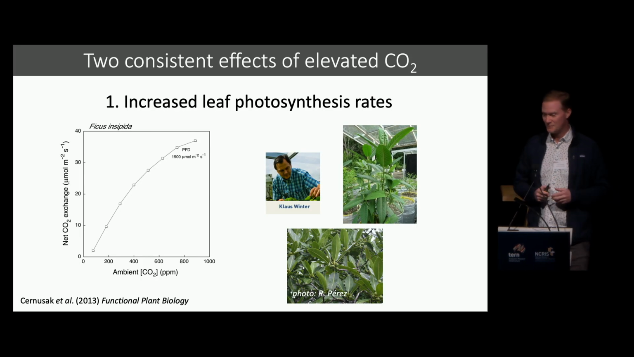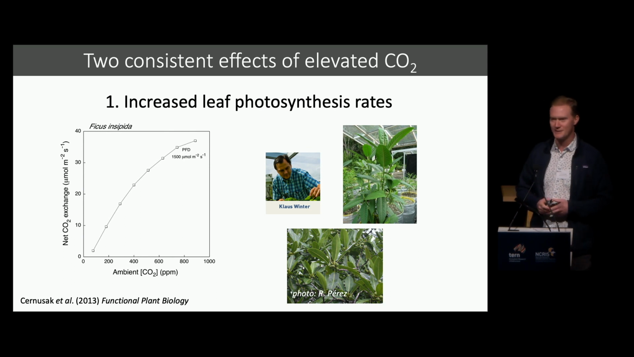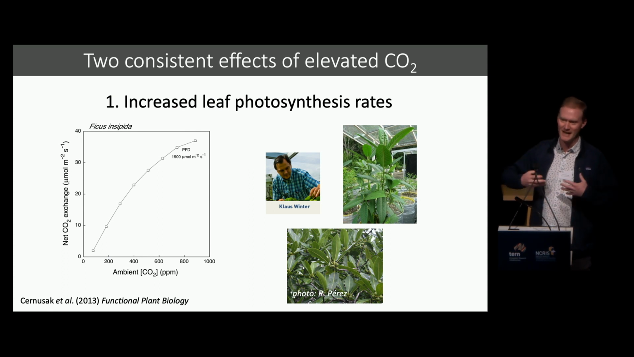So, as a little bit of background, there are a couple of things that we know are very consistent responses of plants to a higher CO2 concentration. One of those is an increased rate of photosynthesis. Carbon dioxide is the substrate for photosynthesis. When we raise the CO2 concentration outside the leaf, it also increases inside the leaf. The enzymes that are doing photosynthesis go faster. And you can see an example here of a leaf exposed to different CO2 concentrations. So this is the short-term response.